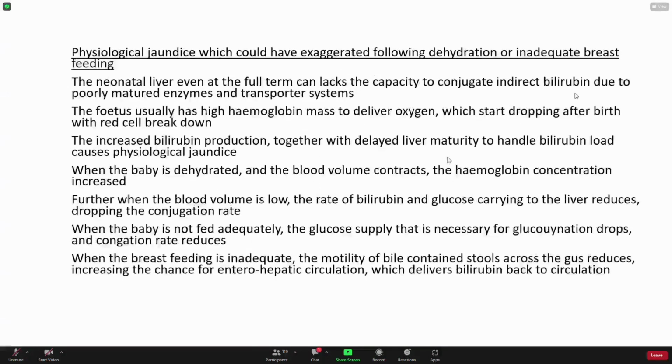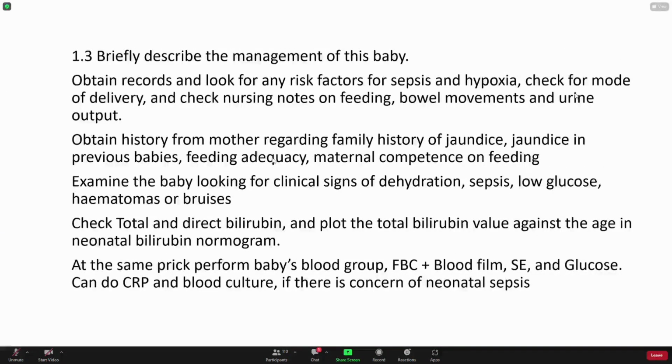And then you can obtain history from the mother regarding family history of jaundice in previous babies, right? And feeding adequacy and maternal competence in feeding. So you can add other things. If the mom has fever, that's perfectly all right. Whatever things are necessary for the management of this baby, right?